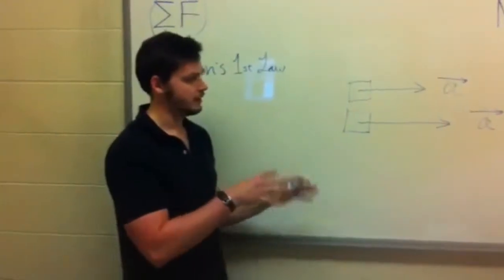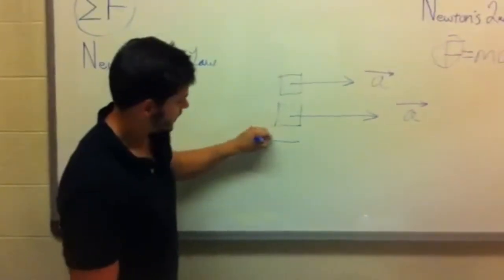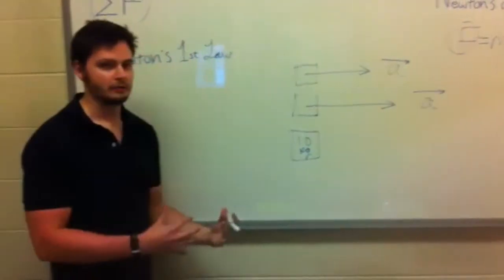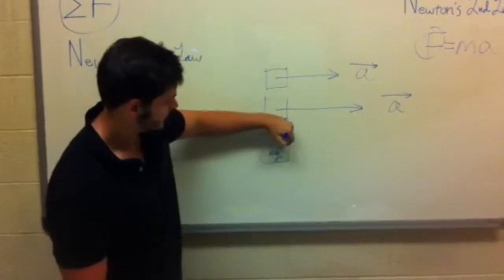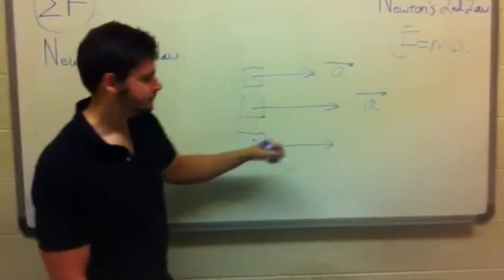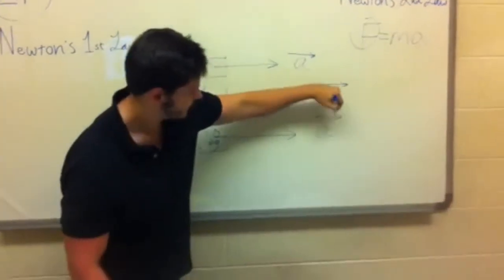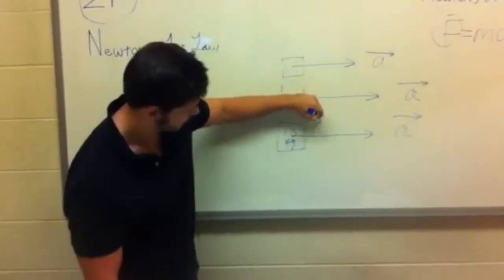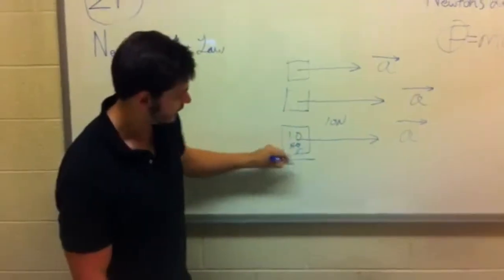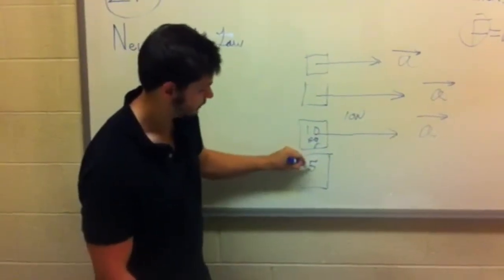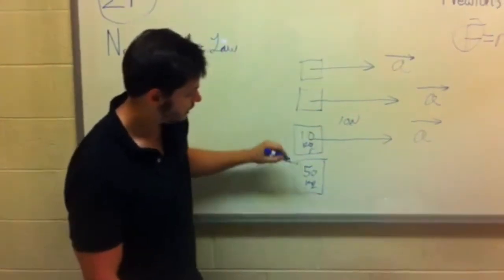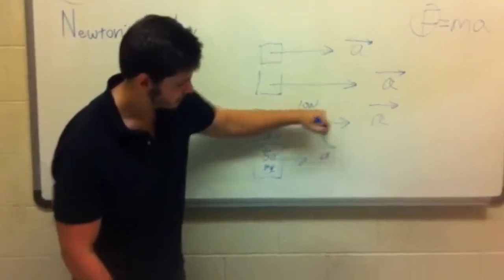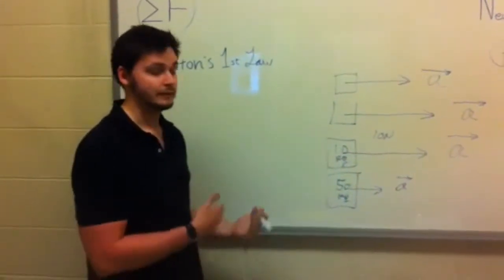Now let's look at this same thing with mass though. So if I push a 10 kilogram box with a certain amount of force, we'll say 10 newtons, it's going to accelerate, just like we stated before. However, if I take that same force, which was 10 newtons, and I apply it on an object that has a larger mass, say 50 kilograms, it's going to accelerate, but it's going to accelerate slower. John is going to explain why this is next.